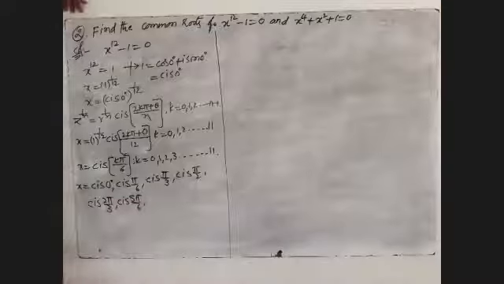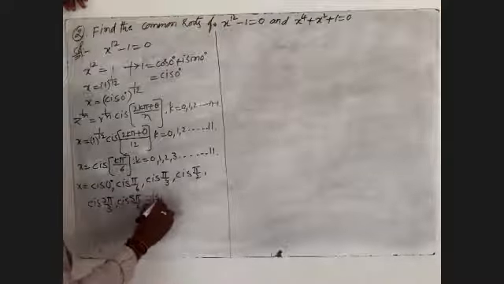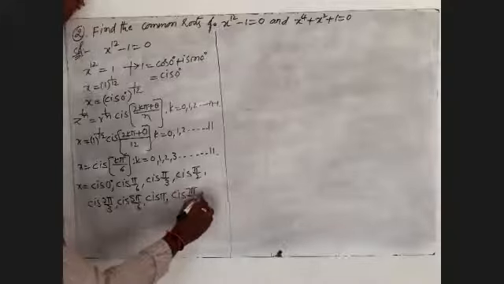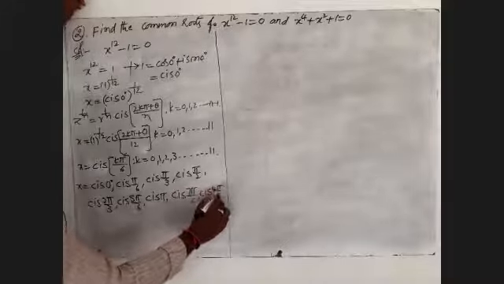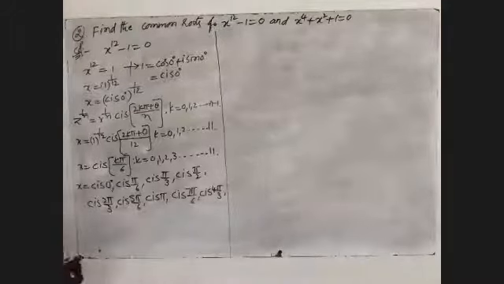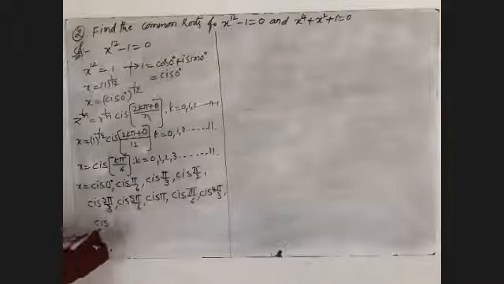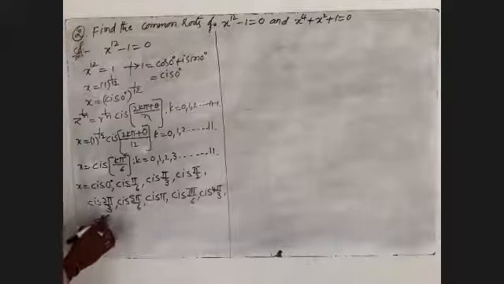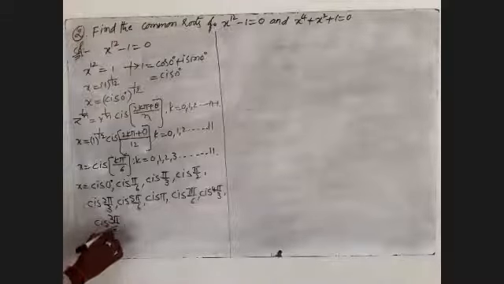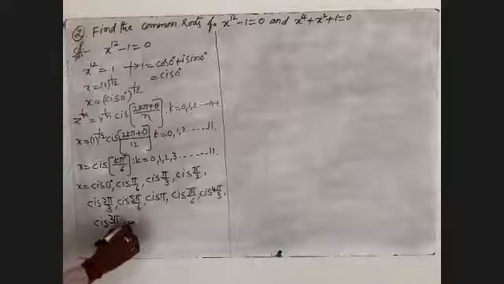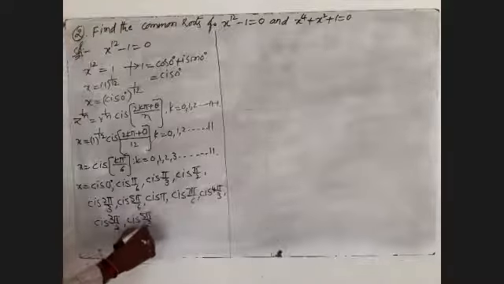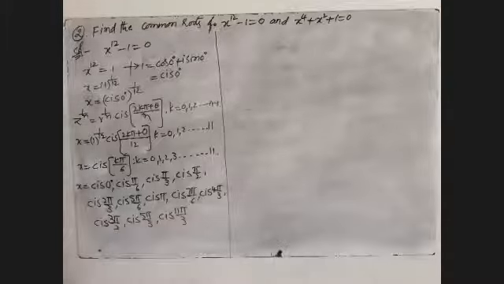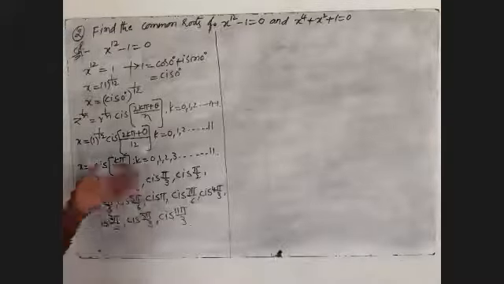After that we'll take k is equal to 6. 6 by 6 is nothing but 1, that I will write cis of pi. Next we'll take cis of 7 pi by 6. Next we'll take cis of 8 pi by 6, which is nothing but 4 pi by 3. After that, the next one is cis of 9 pi by 6, which is nothing but 3 pi by 2. After that we'll take 10, that I will write cis of 5 pi by 3. Again we'll take 11, that I will write cis of 11 pi by 6. These are the 12 roots of the given equation.